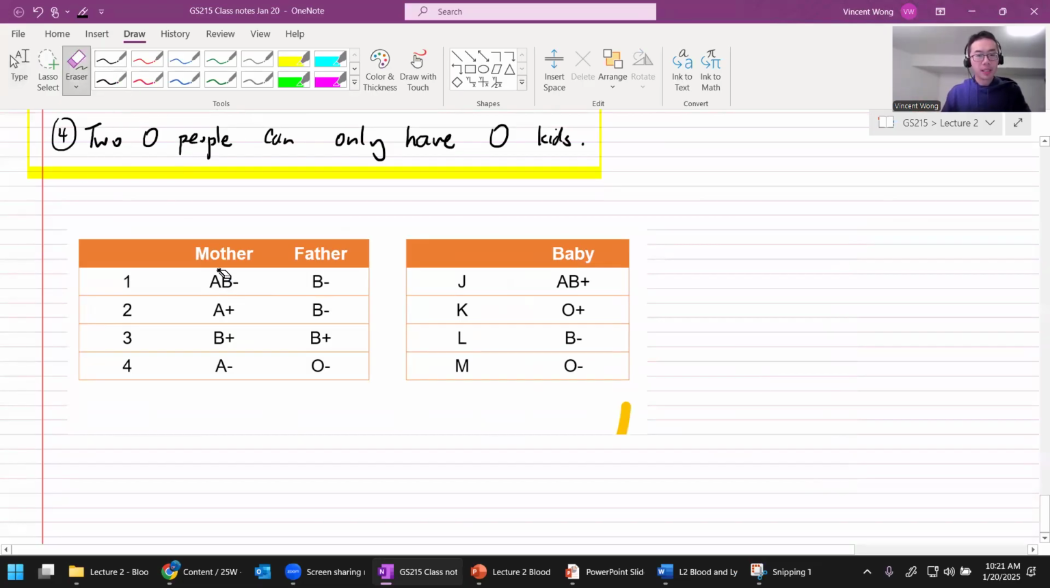So first couple, the mother is AB. That means it is not this baby and is not that baby. AB cannot have O, right? And the mother and the father are both negative, so it's not possible to have a positive baby. So the correct answer is L for the first couple. So L is gone.